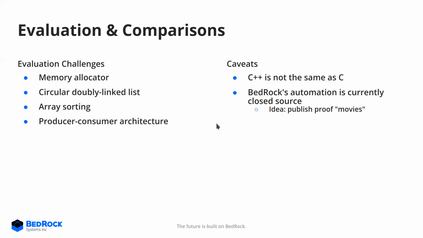I just tossed out a few caveats here. So C++, obviously, we're all aware, is not the same as C. It's bigger and slightly incomparable in the base layers. Another caveat we have right now is that our automation is closed source. I'd be interested in chatting with people about what you might do with it if it was open source. But we are a commercial company, and this is part of what we're working on.